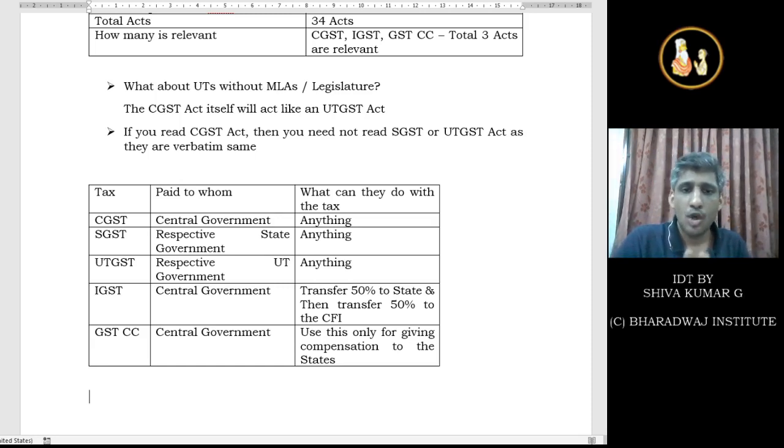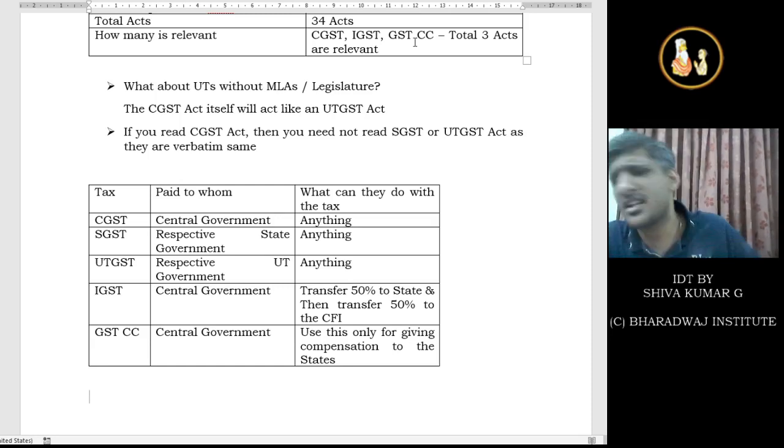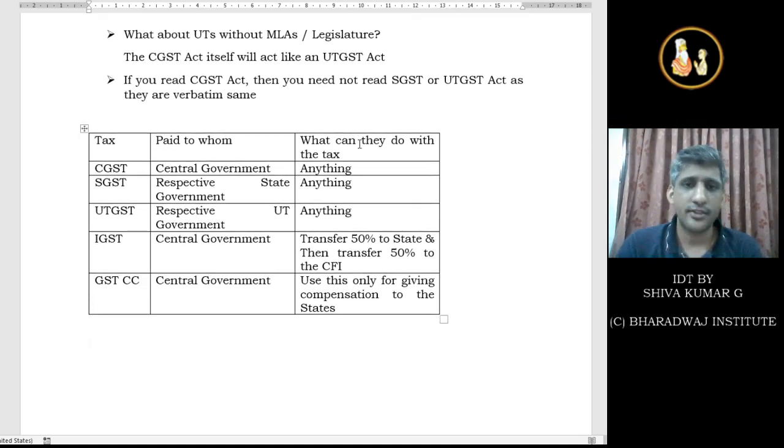Okay. So now you understand what is the 101st Constitution Amendment, what is CGST, SGST, UTGST, IGST and GST compensation cess. In our syllabus, we are going to learn CGST, IGST, GST compensation cess. Only these 3 Acts we are going to learn. Why? Because SGST, UTGST is verbatim the same as CGST. Minor variations which are not relevant at all for examination purposes. Okay. These are the 5 taxes. So, one India, 5 taxes. Okay. So, kindly update. Done.